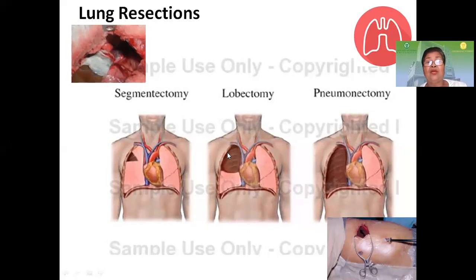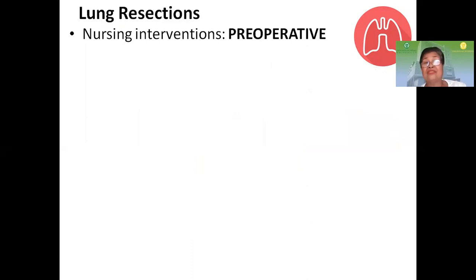One lobe, lobectomy. When we say pneumonectomy, one lung. So only one lung is left. And then there is the wedge resection, removal of tissue to get a sample for histopathologic studies. So what is important, nurse, is what are our nursing responsibilities in case your patient undergoes lung surgery?